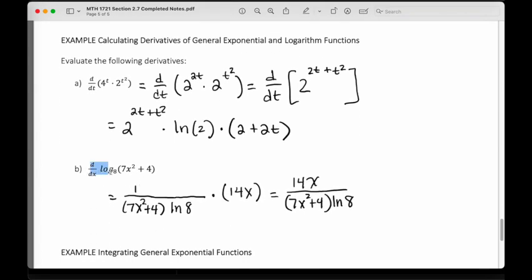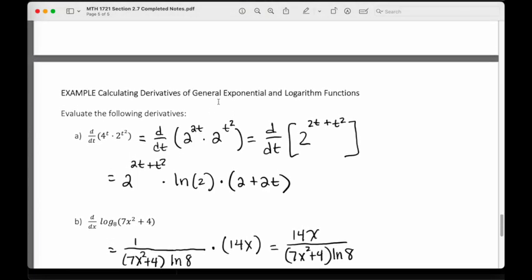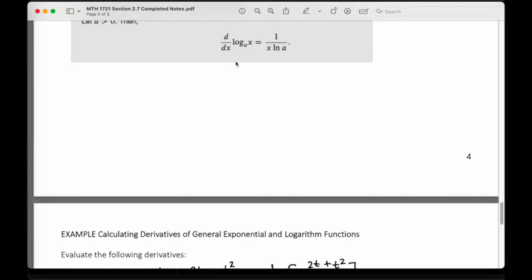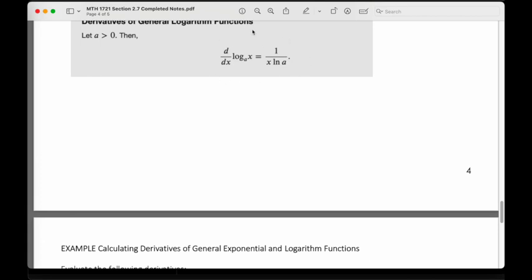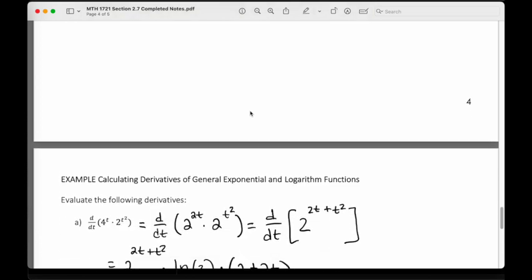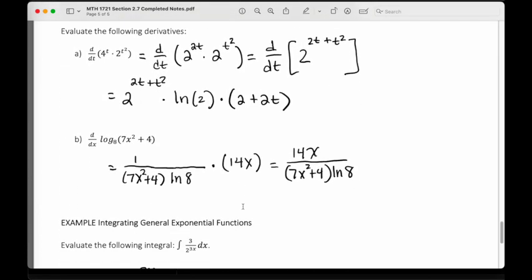Okay, now for this one here, this is log base 8, and we have an inner function. I'm taking the derivative of a log other than the natural log, so I'm going to be using this rule right here, where I write it as 1 over whatever this value of x is here, this function, times the natural log of whatever this base is. And then, of course, if you have to, you multiply by the derivative of the inner function if you need to use the chain rule.